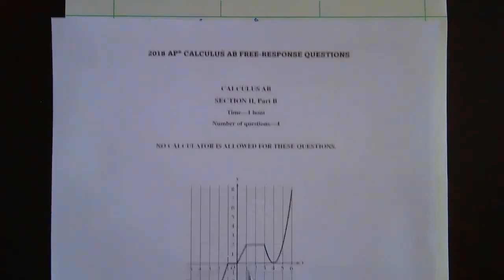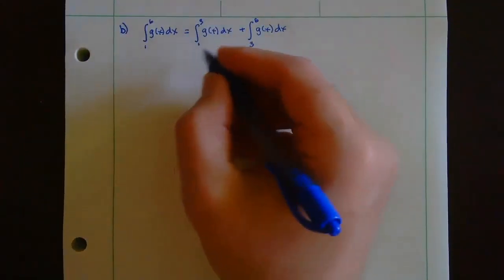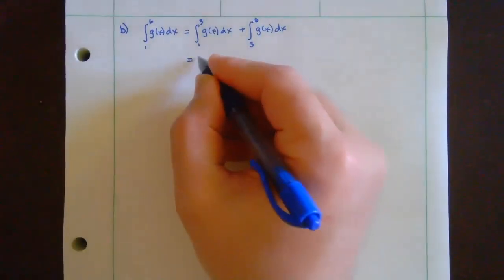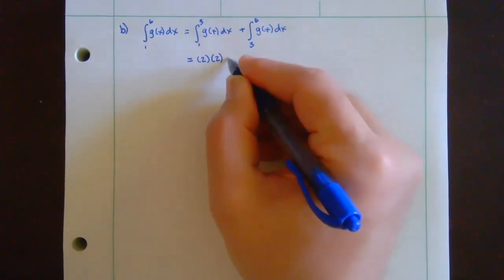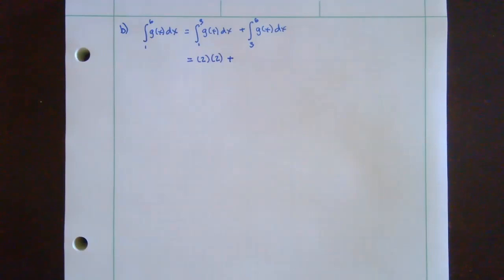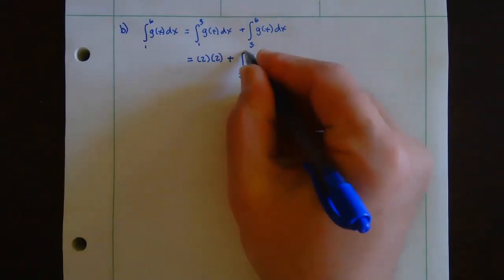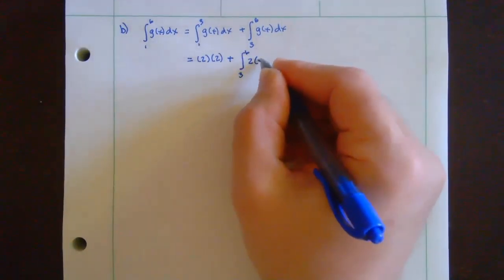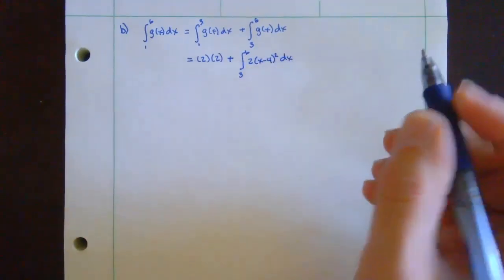So that's just 2 by 2. We can get the area, the integral here, by just finding the area of the square, which is 2 times 2, or if you wrote 4 there, that'd be fine. And then plus, we want to do the integral from 3 to 6, right? So the integral from 3 to 6 is this function 2 times (x minus 4) squared dx.